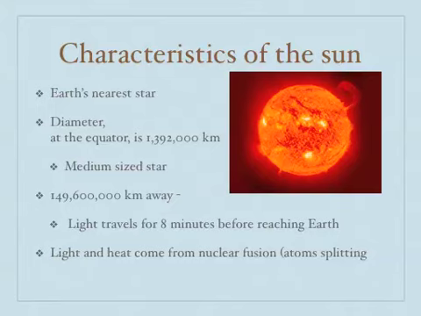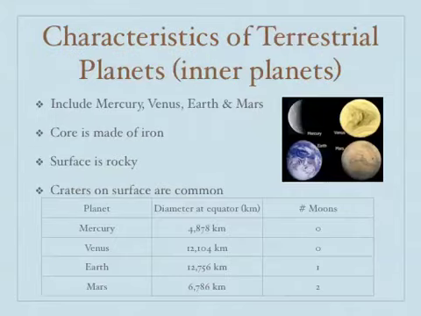Finally, light and heat come from something called nuclear fusion. And this is when atoms split within the Sun. Moving on to terrestrial planets. These are also the inner 4 planets. So they're the closest to the Sun. They include Mercury, Venus, Earth, and Mars.